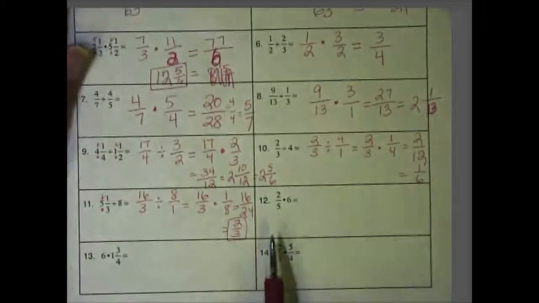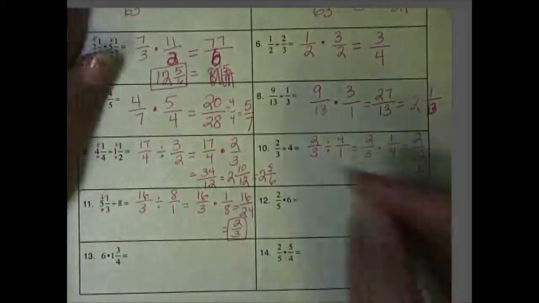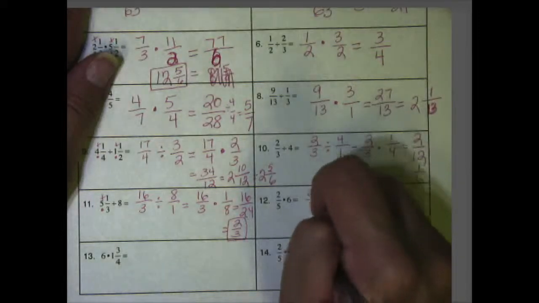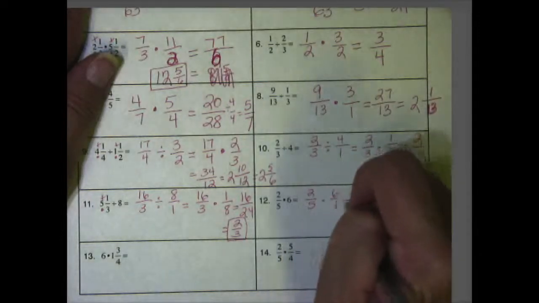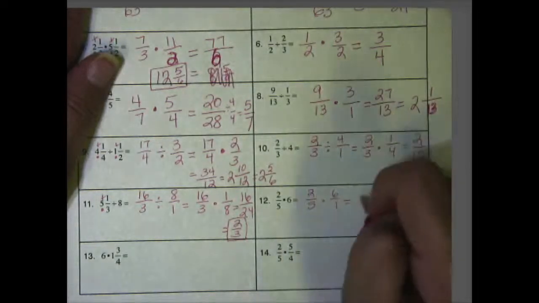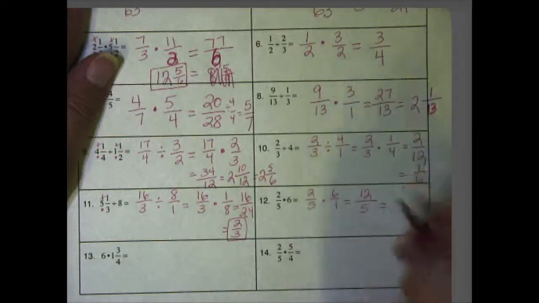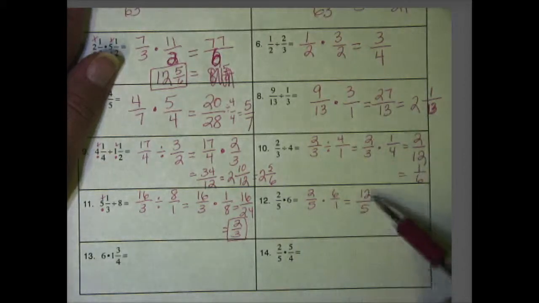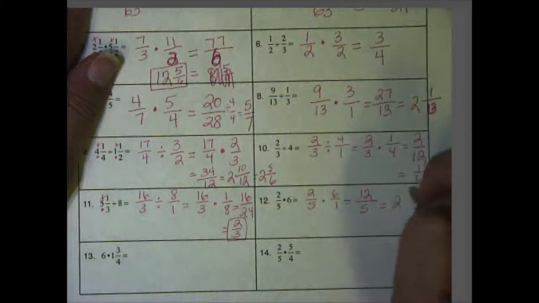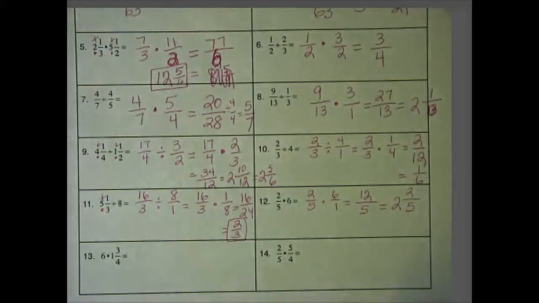We can also multiply a fraction by a whole number. Same thing, 2/5 times 6 over 1, and then multiply straight across. 2 times 6 is 12. 5 times 1 is 5. 5 goes into 12 2 times with 2 left over. 2 and 2/5.